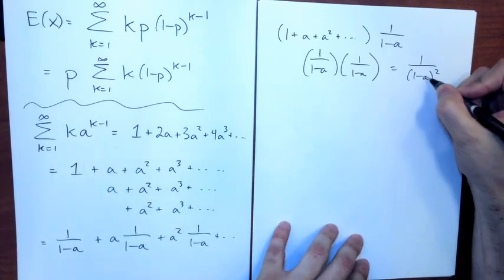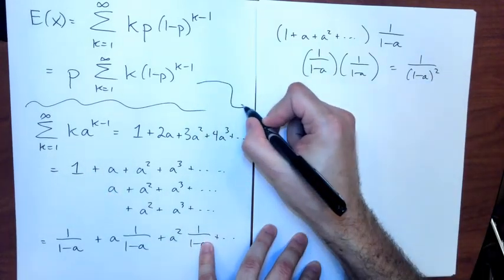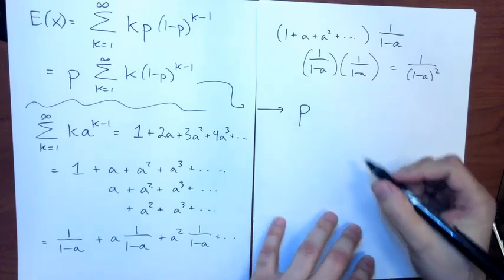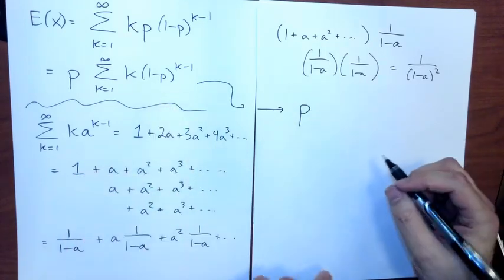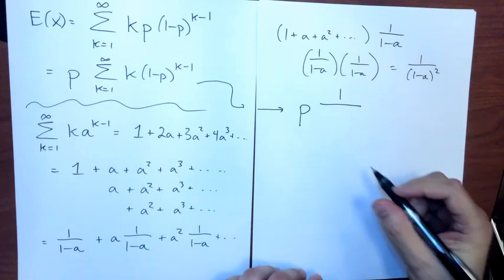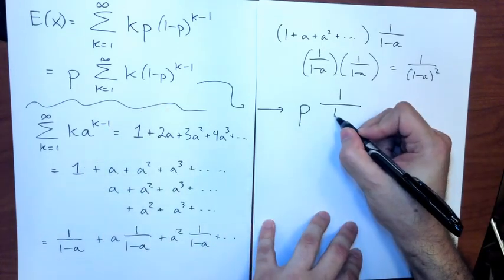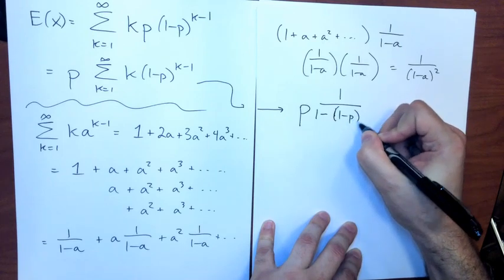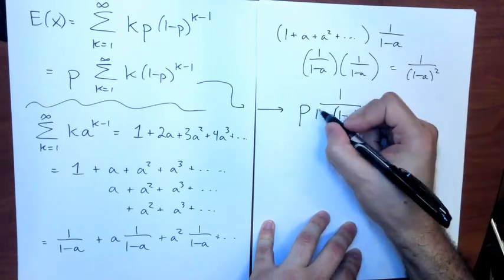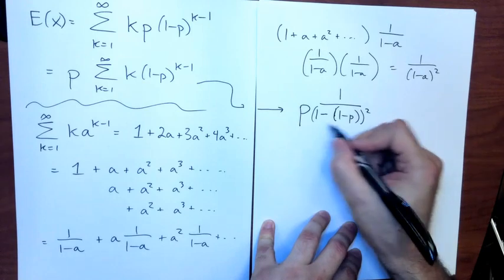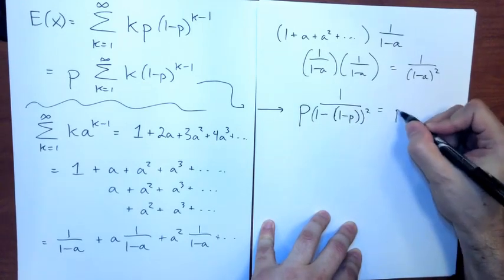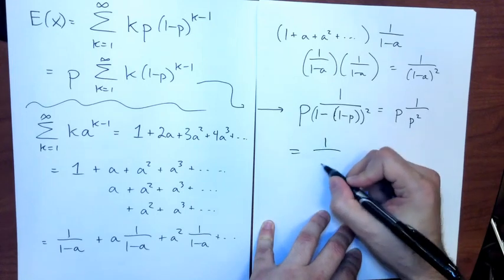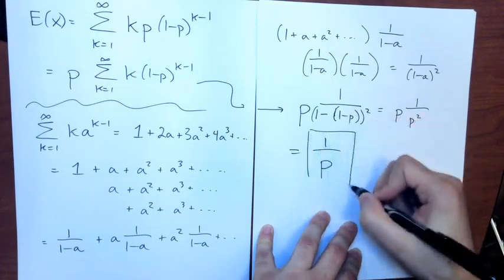Now, coming back to my case, I have p times this infinite sum where the role of a is being played by 1 minus p. So I have (1 minus p) squared, and this thing in the denominator is just another p. So I have a p, I have a 1 over p squared, and the big result is that the expected value is 1 over p.